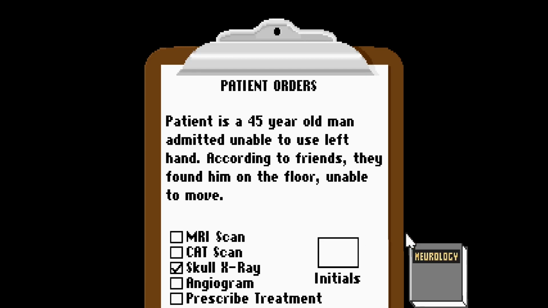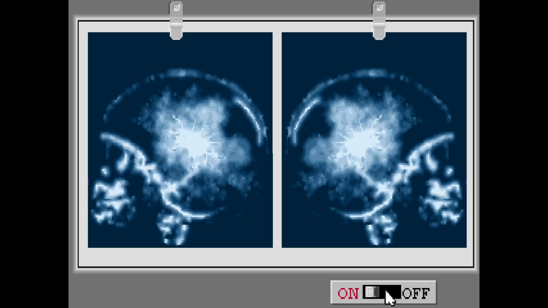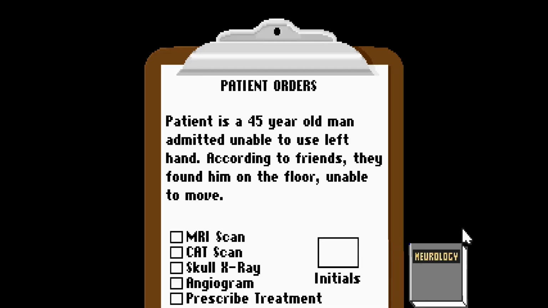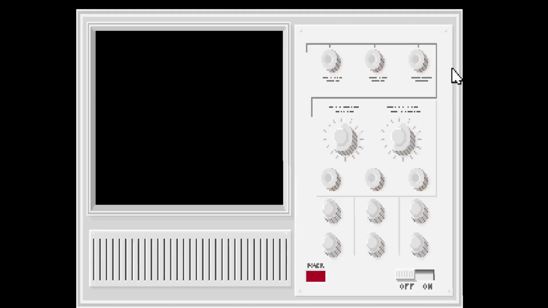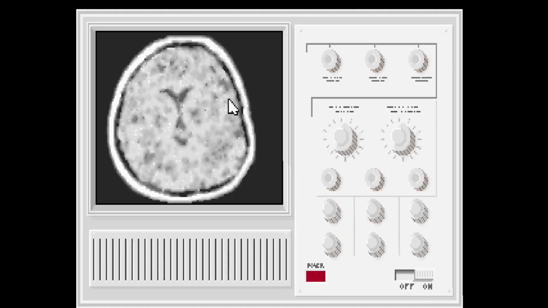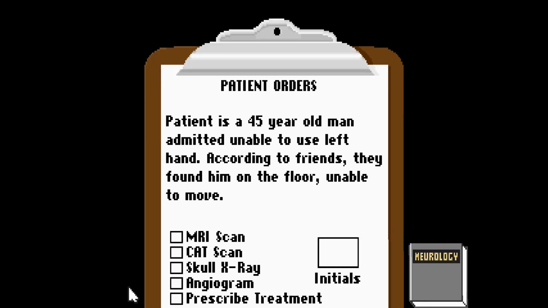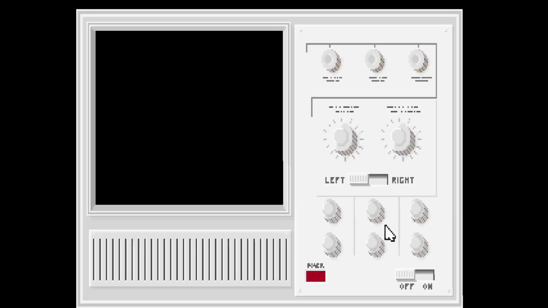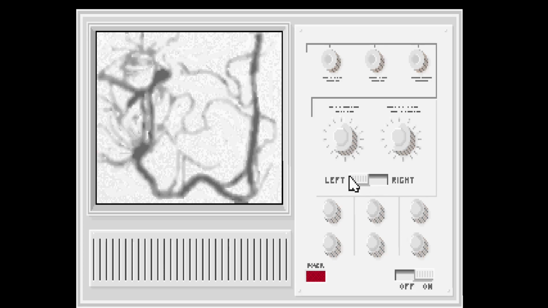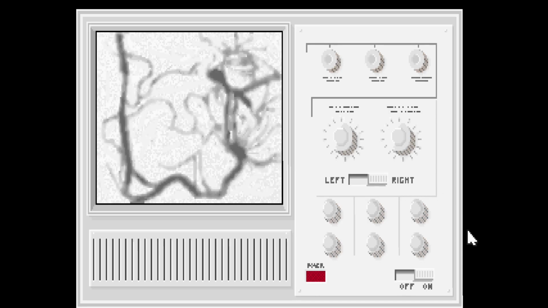Let's do a skull X-ray. Why? Because we can. Okay. That certainly looks like a skull. But what did that do? What about a CAT scan? Let's stick that on. Yep, looks like a brain here. I'm going to murder this fella. Skull X-ray, angiogram. We're really struggling to find out what's going on here. Because they look more or less identical. So everything's fine there.